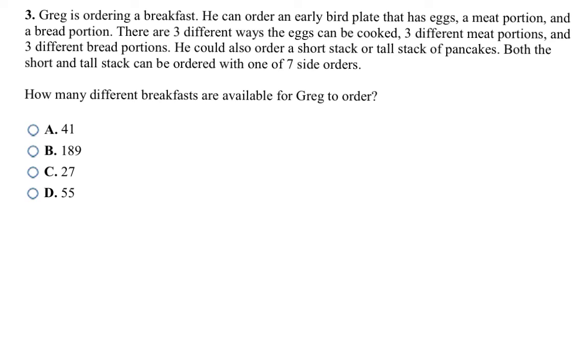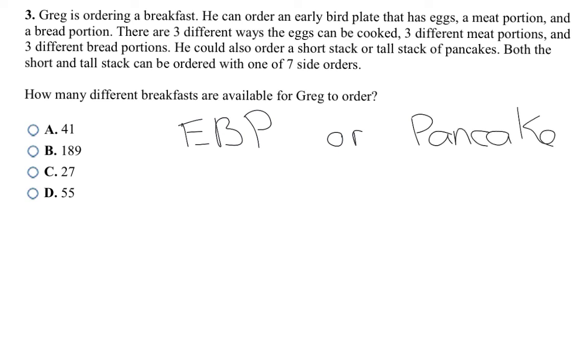So I'm going to start to just draw a little bit of a picture to help me organize the problem. So I have either the early bird plate or he can get pancakes. So those 2 options don't have anything to do with each other. So that means I'm going to have to add, at the end, I'll add their total number of outcomes together because they have nothing to do with each other. That's the adding principle.